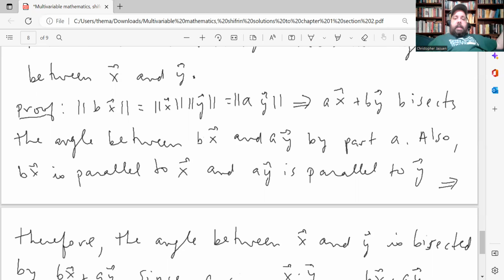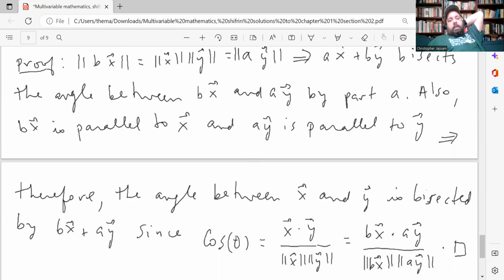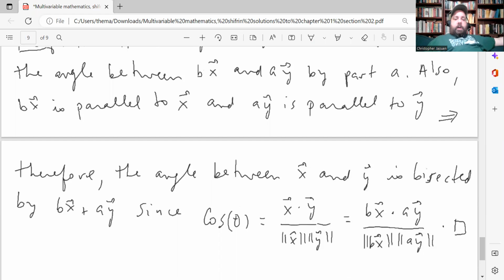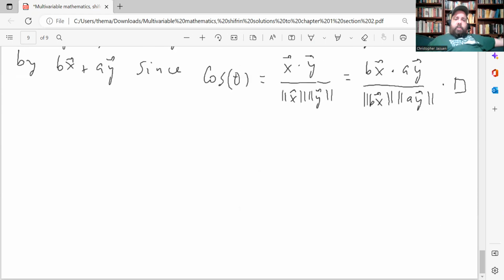Which means that ax plus by bisects the angle between bx and ay. That follows from what we did in part A. Also, bx is parallel to the vector x because it's a scalar multiple of it. And same thing for ay, it's parallel to y because it's a scalar multiple of it. Therefore, the angle between x and y is bisected by bx plus ay, since the angle between x and y is the same as the angle between bx and ay. Okay, and that's the proof of number 20.